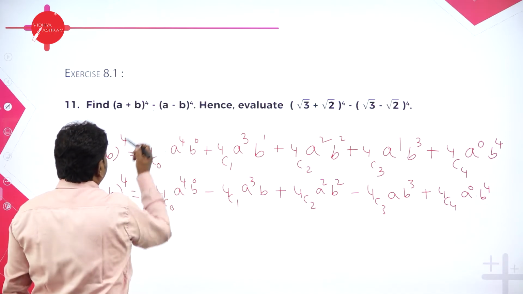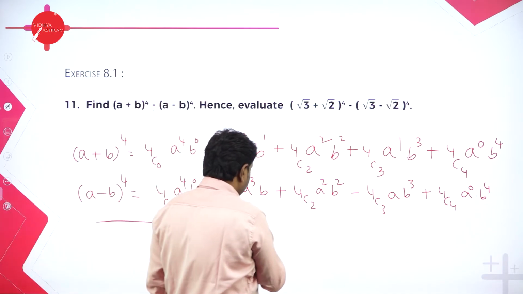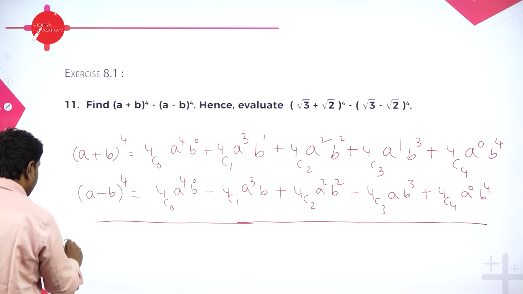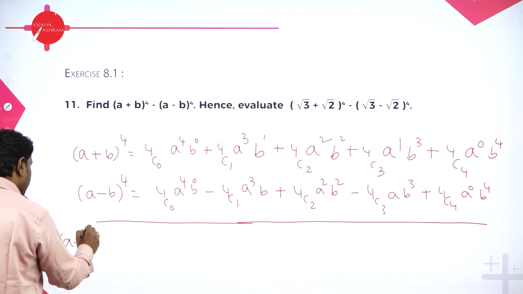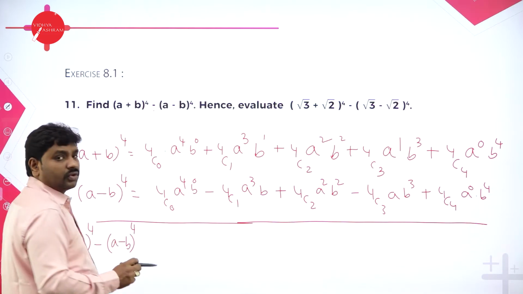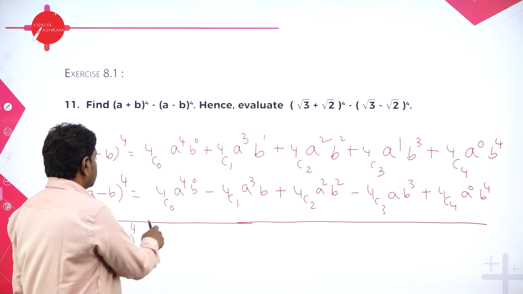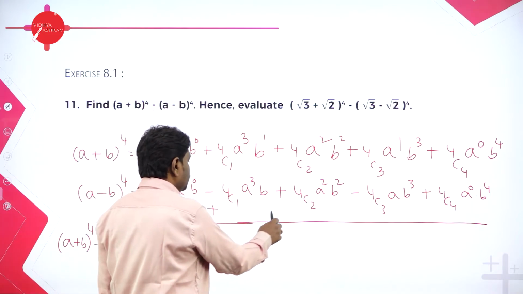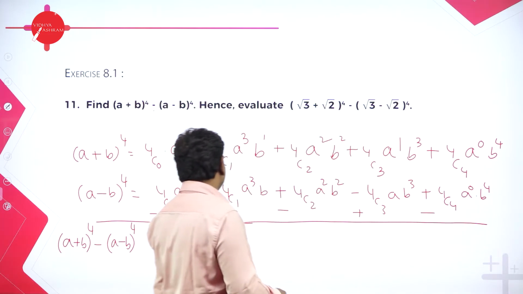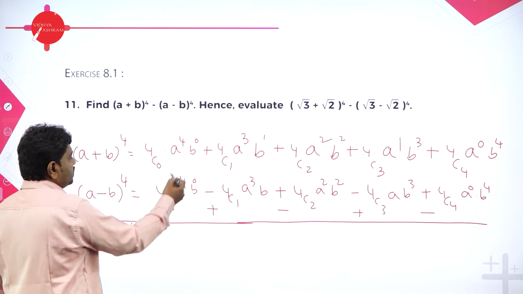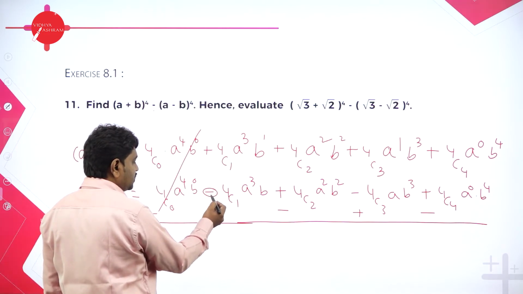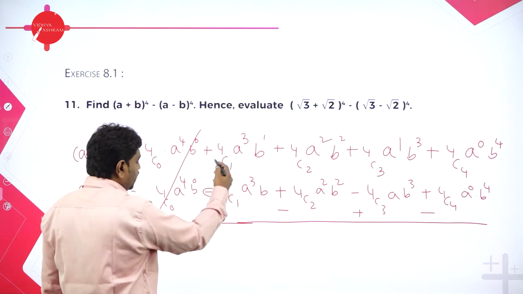Now they want you to subtract. So now I need to subtract. I'll subtract these two. So I'll perform (a plus b) power 4 minus (a minus b) power 4. All of you know, when you subtract, signs change. So this will become negative, this will become positive, this will become negative, this will become positive, positive becomes negative. Now opposite terms will cancel. This is positive and this is negative, cancels. After you change the sign, both are positive. So like terms get added.